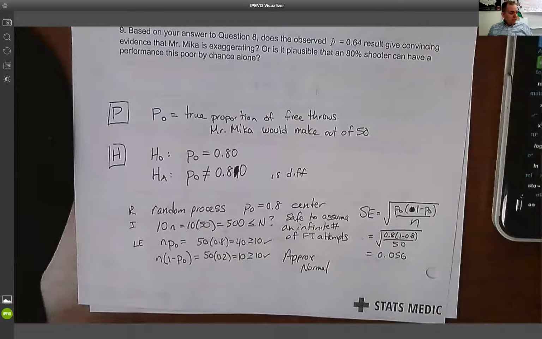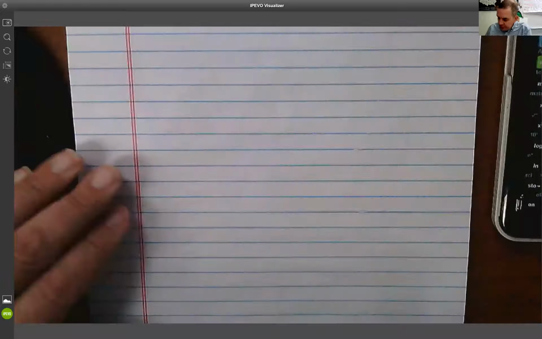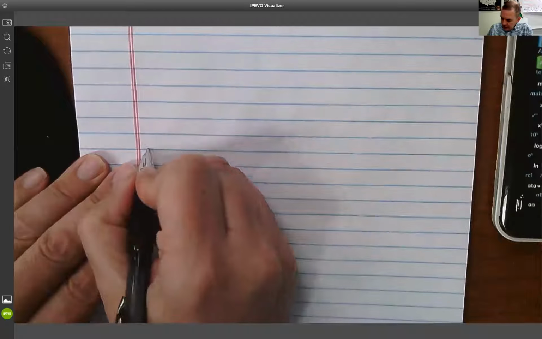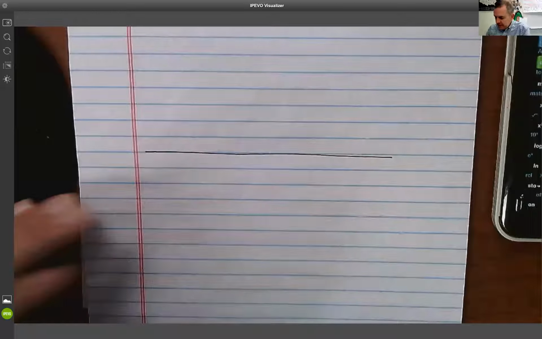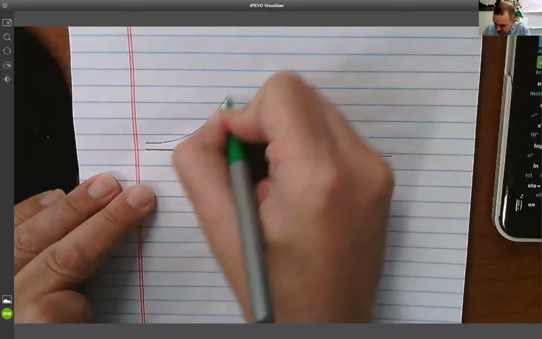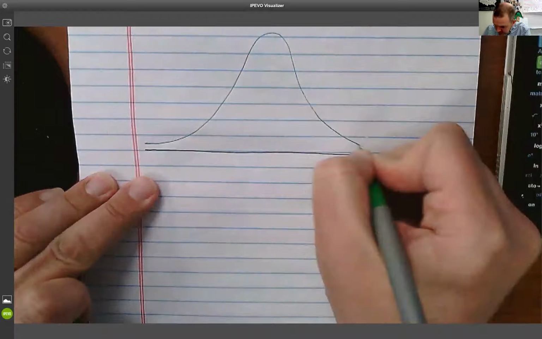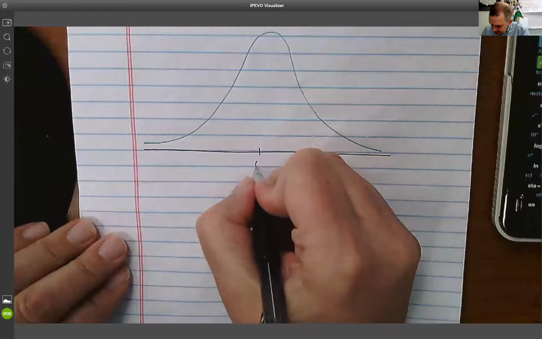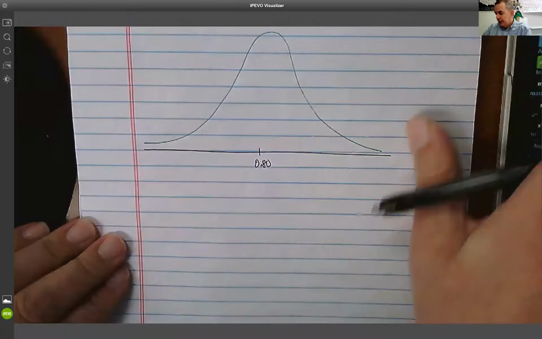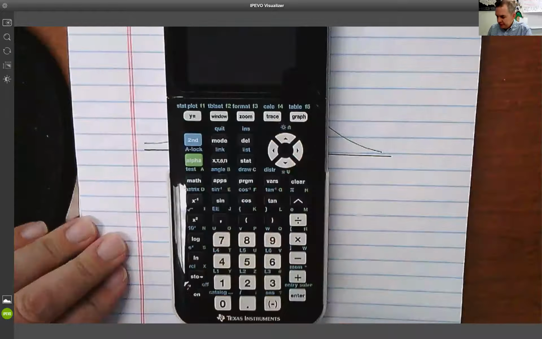So what we're setting up is a significance test. Now what we're going to do is conduct a one sample test. Basically, we're going to go ahead and draw ourselves a curve. Mr. Micah claimed that he's an 80% free throw shooter. So we're going to put that 80% in the middle because that's what he claimed. And then we're going to use that 0.056 standard deviation.